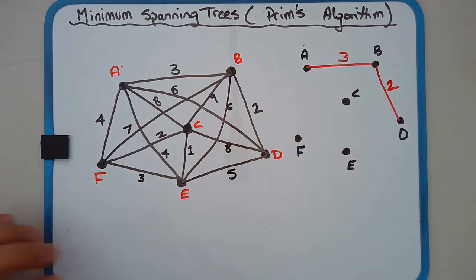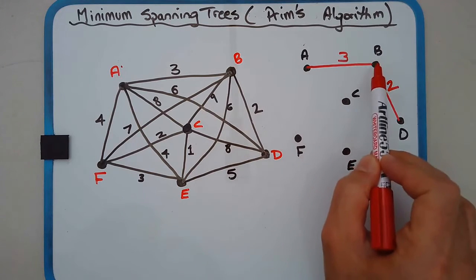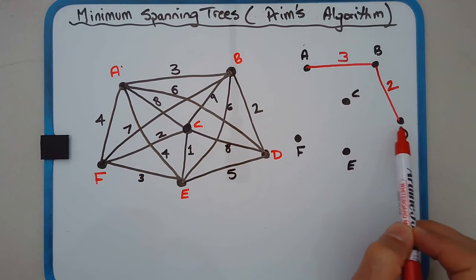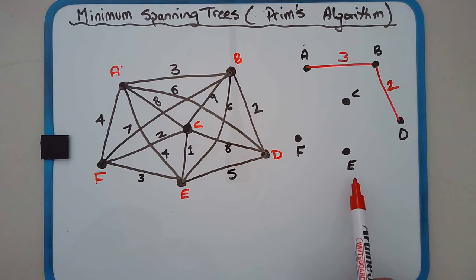Okay, and that's a 2. Now the next edge that we're going to select has to either connect to A, B, or D. Again, we're building our tree.